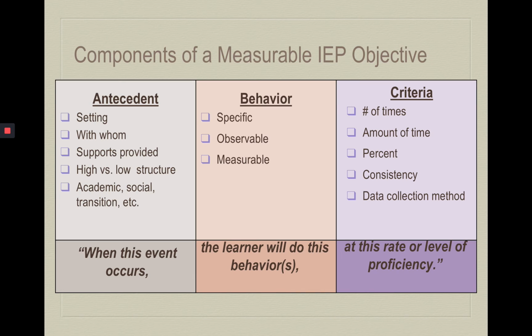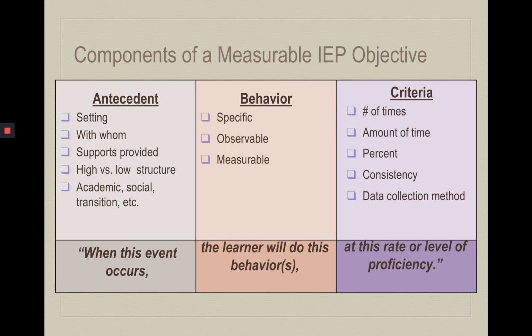Another antecedent could be a specific subject area in school, right, or a specific time of day, right? So these are all different antecedents, but we want to make sure we specify when the behavior should occur, okay? The behavior, as always, we need to make sure that we are identifying behaviors and defining them so they are specific, right? So we know what we're looking for.